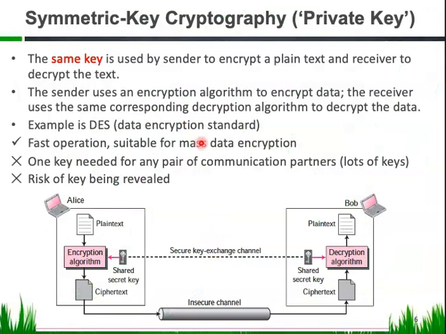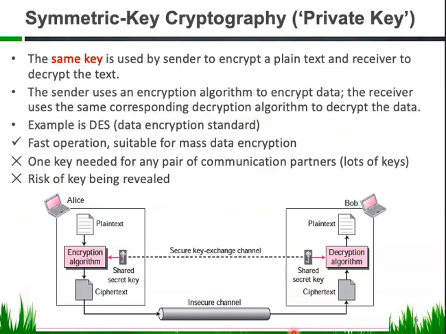Symmetric key cryptography is also called secret key or private key cryptography. It means that the same key is used by the sender to encrypt a plain text and by the receiver to decrypt the text. The sender uses an encryption algorithm to encrypt data, and the receiver uses the corresponding decryption algorithm to decrypt the data.